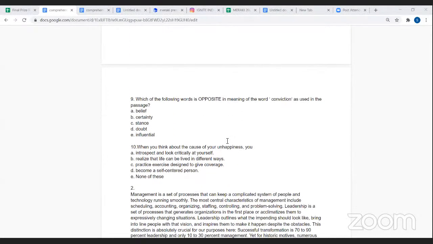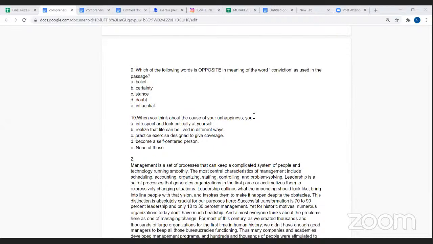Ninth question, which of the following words is opposite? You have to find the antonym here. In meaning of the word conviction as used in the passage. Option D, doubt.